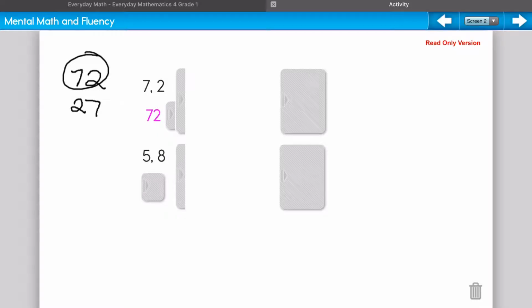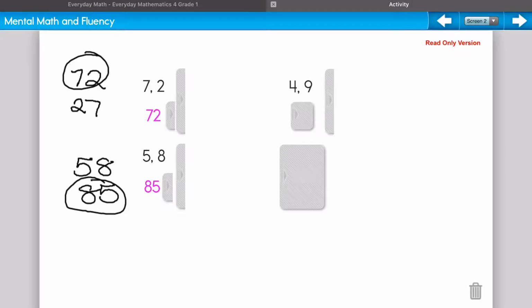Okay, I have a 5 and an 8. What number could I make? 58. Okay, any other numbers? 85. Oh my goodness, you are quick. Okay, which one's the bigger one? 85. Let's check and see if he's correct. Look at you, you're doing awesome.